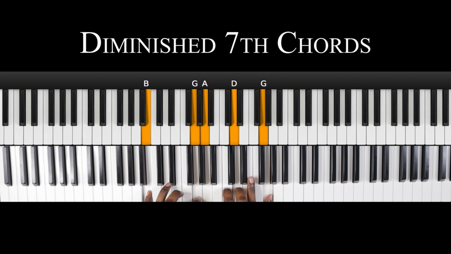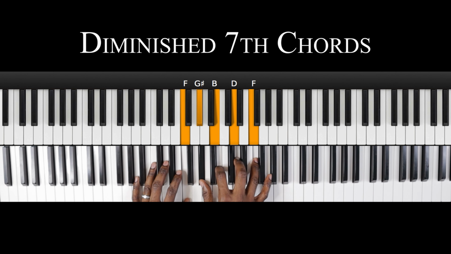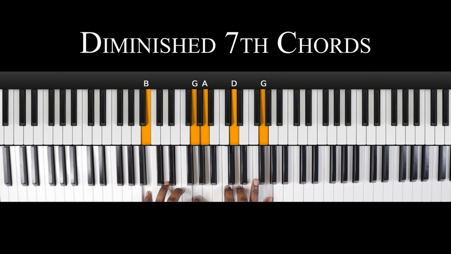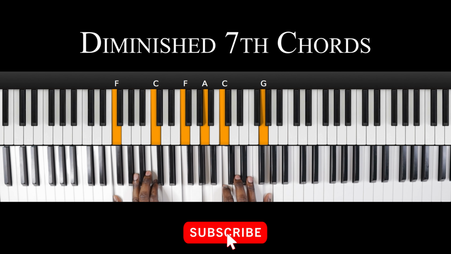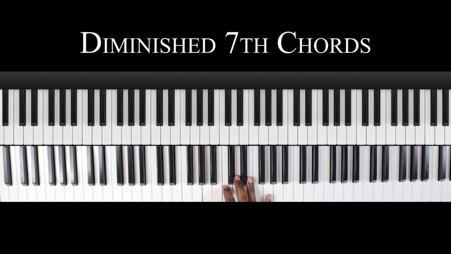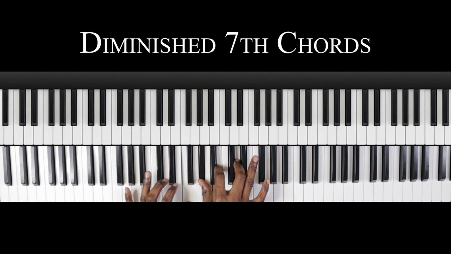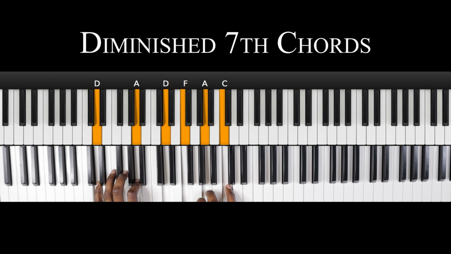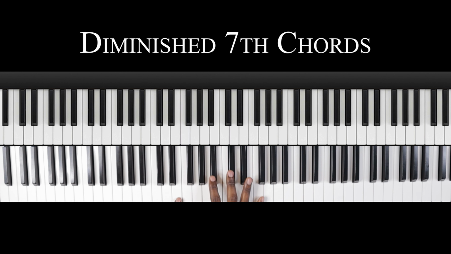1 2 3 4, 1 2 3 4, 1 2 3 4 1. Another cool thing that you can do is, if you were playing a groove and it went to the 2, right? You can walk down using diminished. See that? Start on the 4, diminished 7th, 3, diminished 7th, then 2.